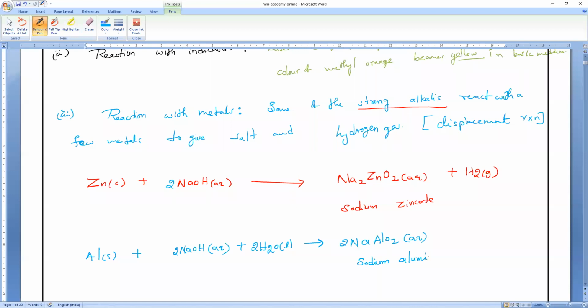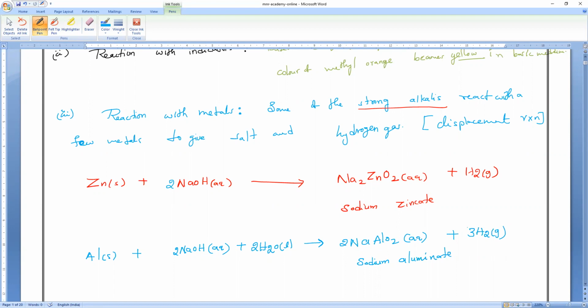Sodium aluminate. Okay, learn the formulas. Plus, we are going to get what is the gas, everybody? Hydrogen gas. That is what 3H2 will come. So this is about the reaction with the metals.